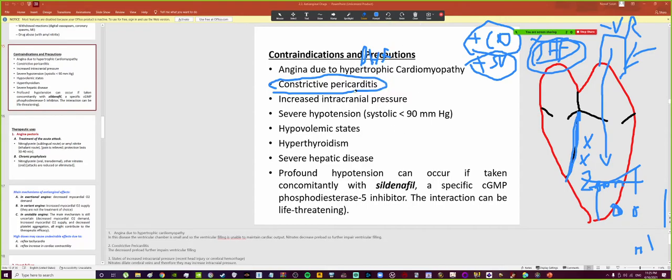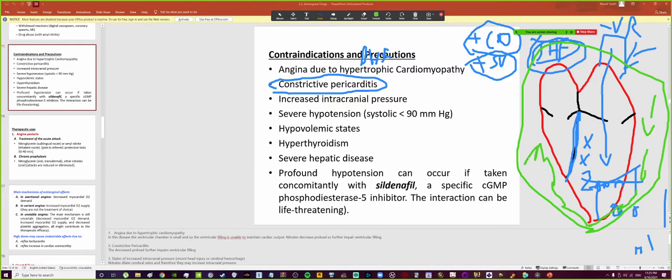Basically, when there's inflammation of the pericardium, this will lead to accumulation of pericardial fluid. And accumulation of pericardial fluid is going to lead to what? Cardiac tamponade. Basically, in pericarditis, there's going to be accumulation of fluid around the pericardium. This will lead to cardiac tamponade. And what is cardiac tamponade? Compression of the heart due to accumulation of fluid in the pericardium.